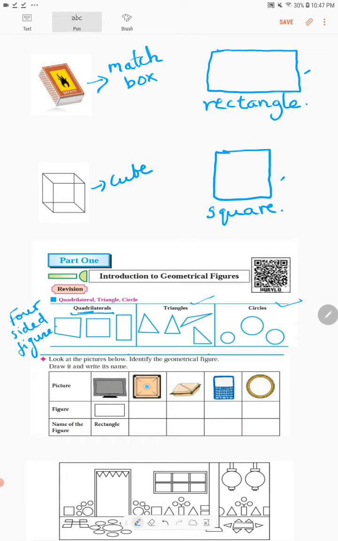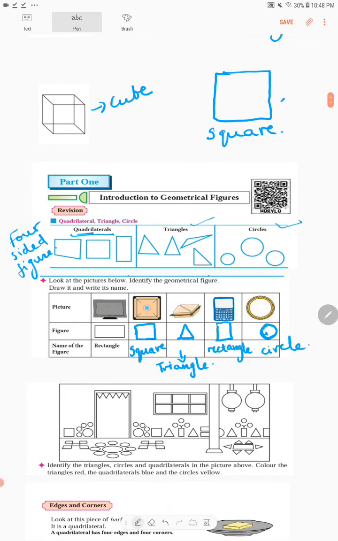Now this is a carom board. So what does it resemble? It is a square. So we will write here a square. This is a sandwich, but it resembles a triangle. So we write it as a triangle. Again, this is like a rectangle. It is a rectangle. And this is a bangle, but it is a circle. So these are the basic shapes.